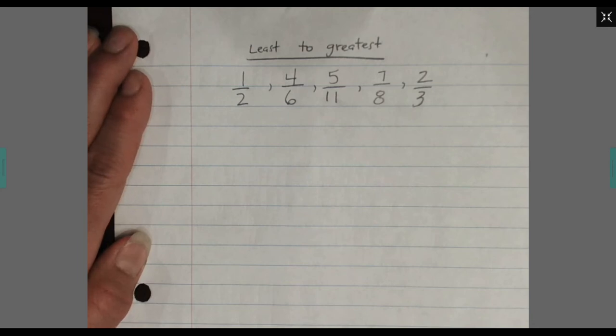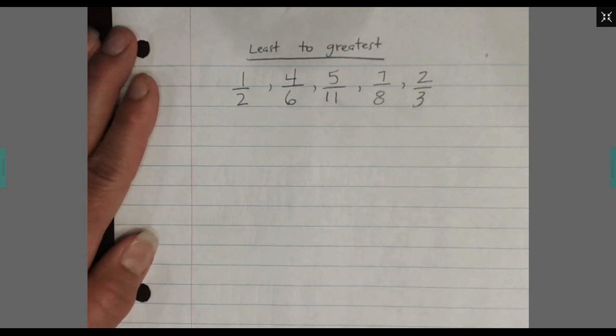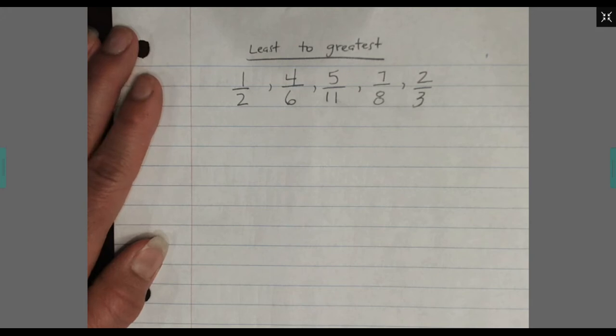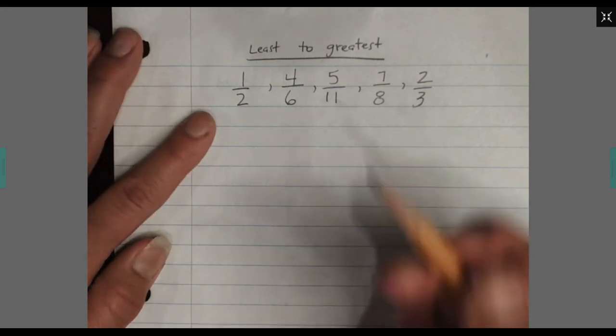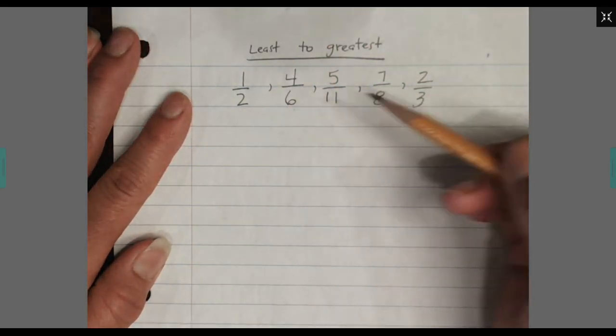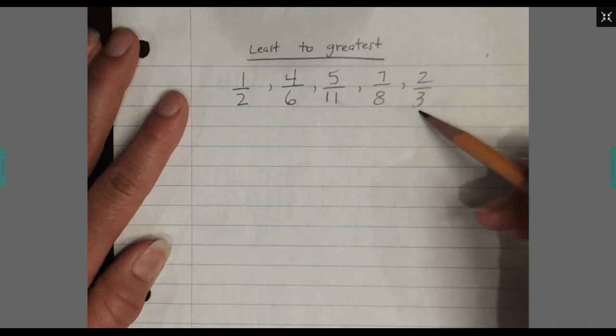Let's do some ordering of fractions, least to greatest. And we're going to be thinking about using benchmark fractions and also just thinking about how much of the fraction is as close to a whole or as close to zero. So we have 1/2, 4/6, 5/11, 7/8, 2/3.